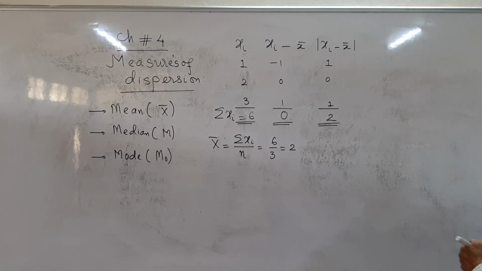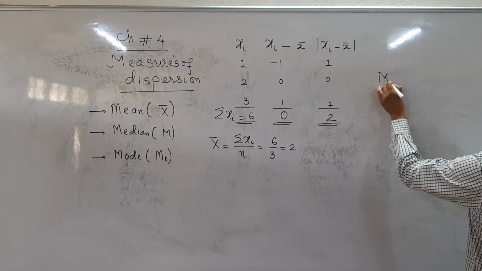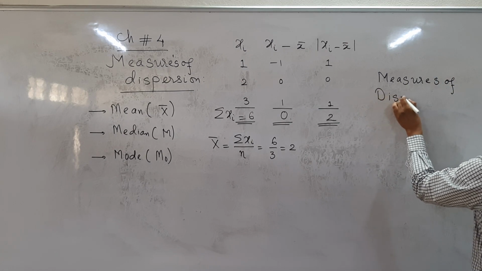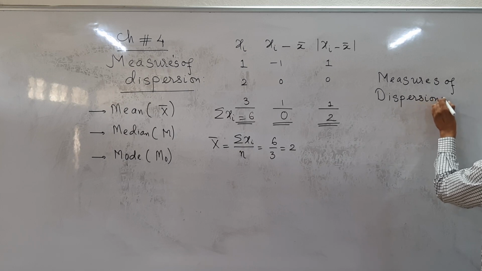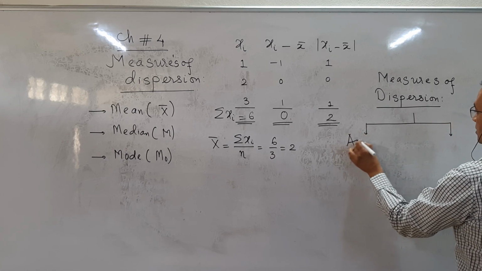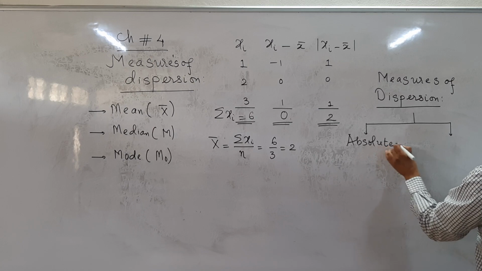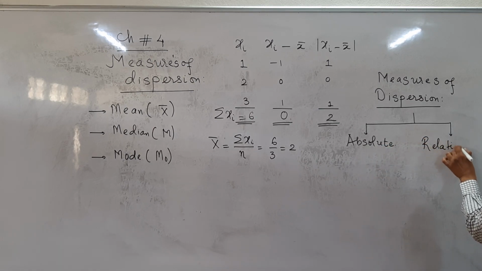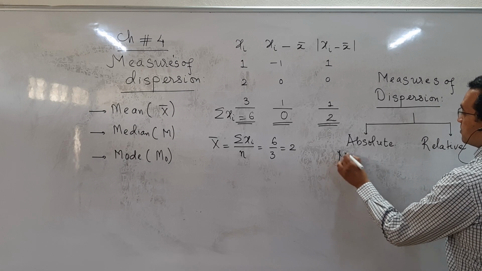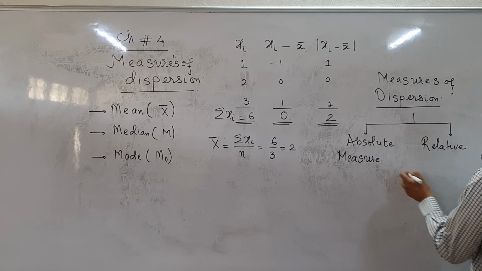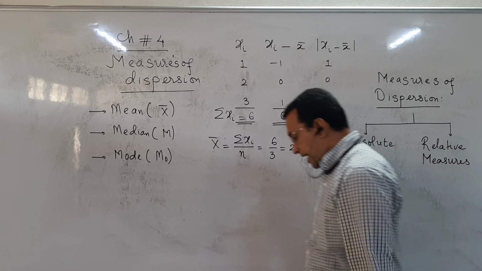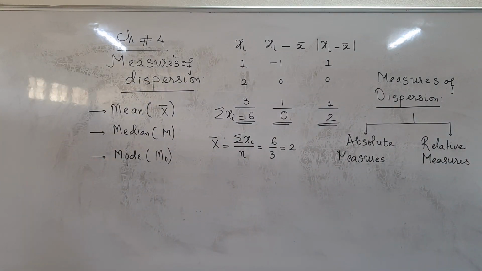Now students, measures of dispersion are basically of two types. First is absolute measures, and second is relative measures. So as such, measures of dispersion are classified into two broad categories: absolute measures and relative measures.